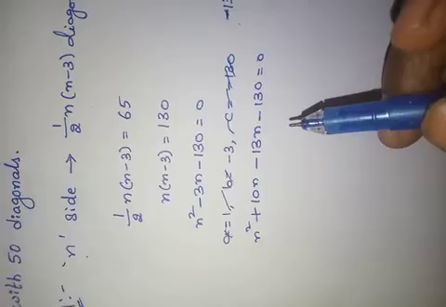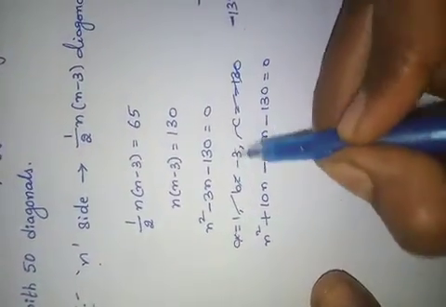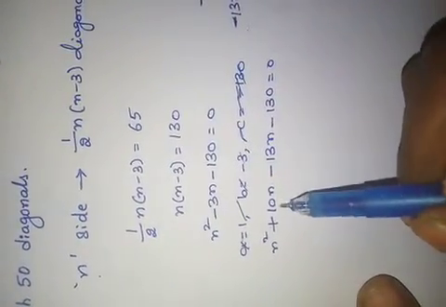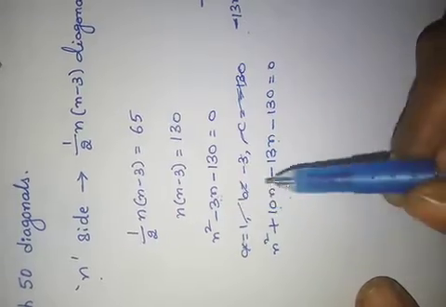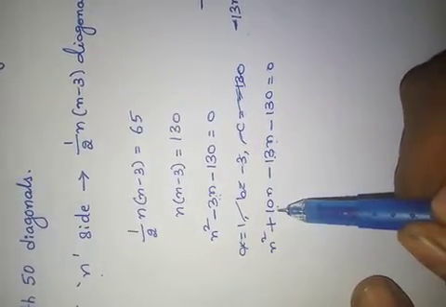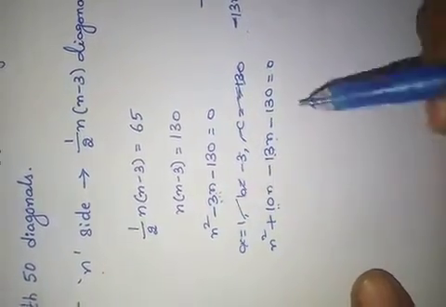We know how to do factorization, no? If you don't know, see the last videos. Already I have explained you. See here, if you add this both, you have to get the middle value. Minus 13 plus 10, how much? Minus 3. Is it okay?